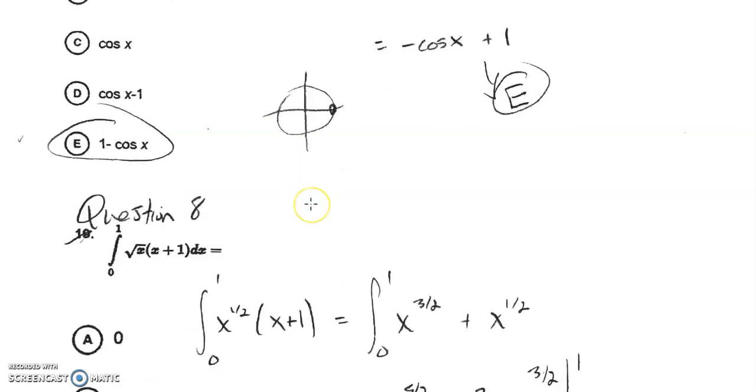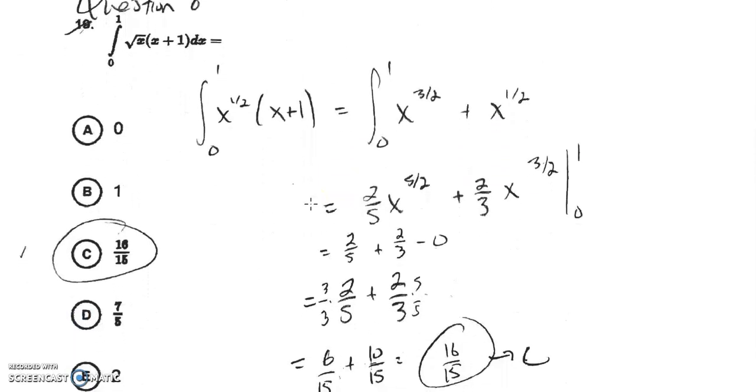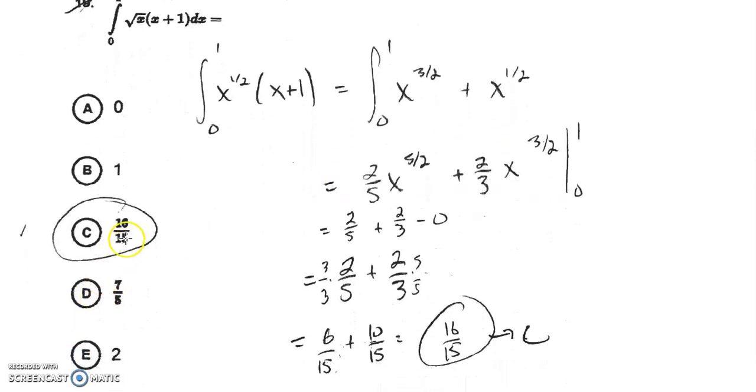Now let's go over to my answer. I got C, 16 over 15. So let's talk about how I got that. When I distributed this in, I did x to the half times x, which is x to the 3 halves. Remember, say I had x to the 6th times x to the 3rd, right? Well, the x to the 6th would be 6 x's times 3 x's. How many x's total do I have? 9.